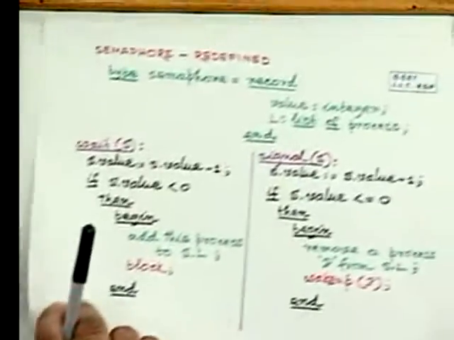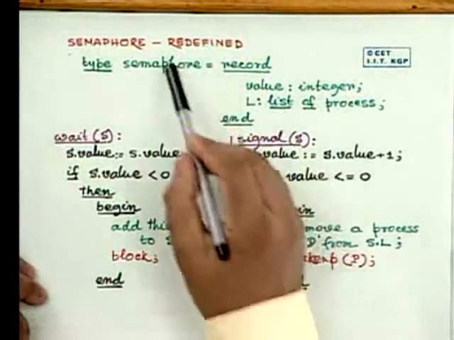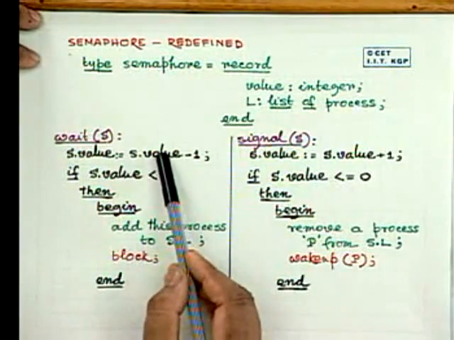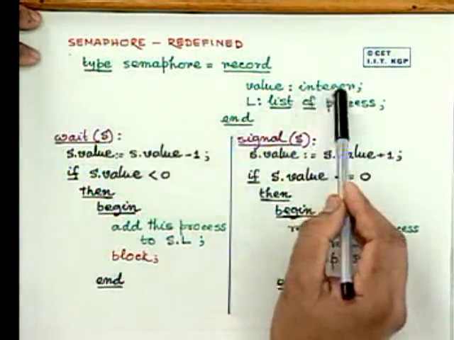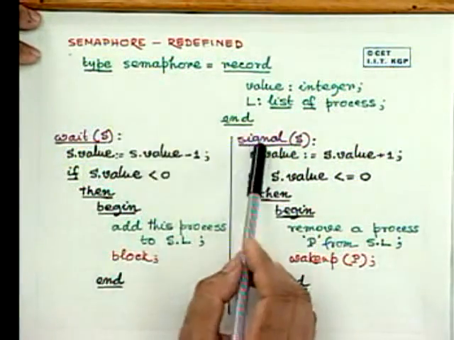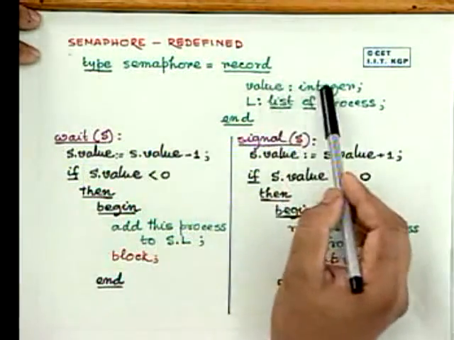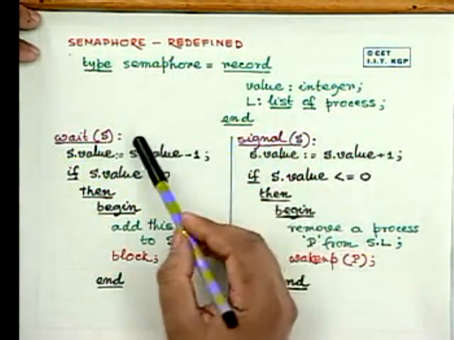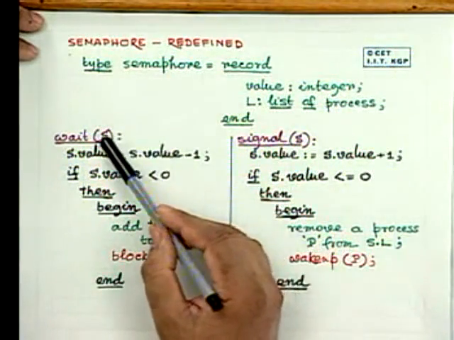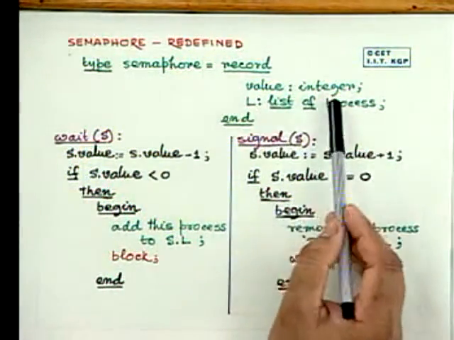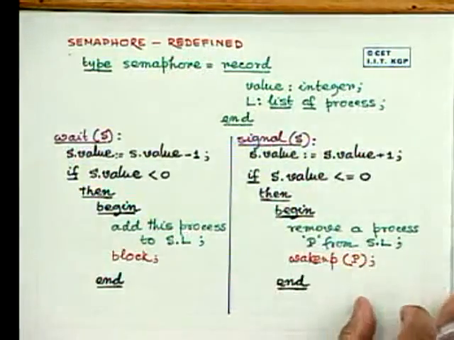Now, one thing that I forgot to mention: when I redefine the semaphore, the semaphore value can have any integer value, as has been assumed here. Such semaphores are called counting semaphores, because that value can be utilized as the number of processes that are still waiting at that semaphore, right? Therefore, we call such a semaphore a counting semaphore.